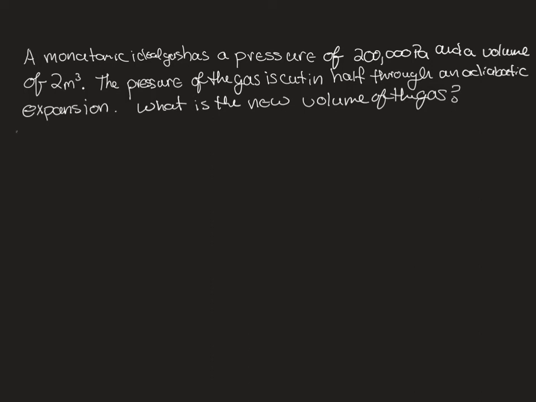So we know that the pressure is initially 200,000 pascals and the volume is initially 2 meters cubed. The pressure is then cut in half, so we need to take our original pressure and divide by 2, so 100,000 pascals. And we're looking for our volume. We also know that the gas is monatomic and that the expansion is adiabatic.